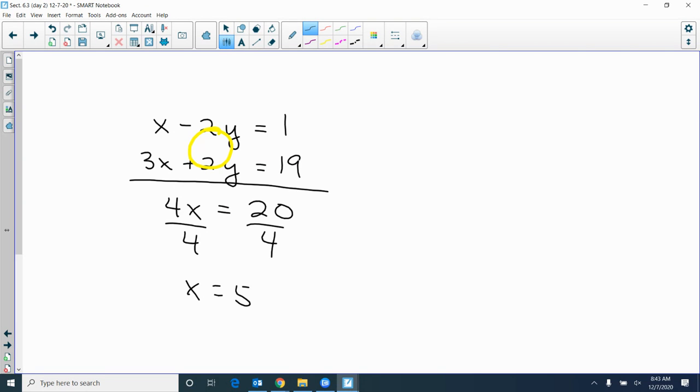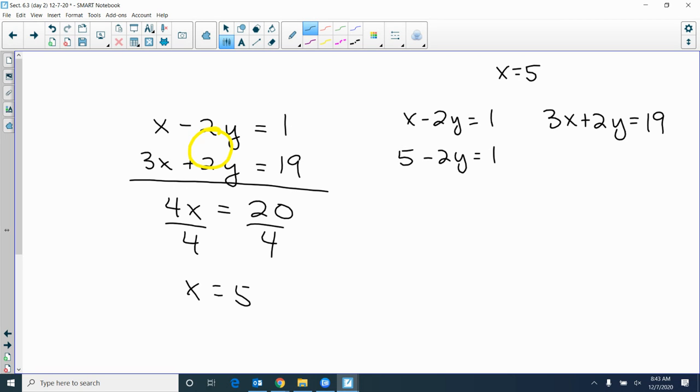Now, a few of you just stop there. You're not done until you get the ordered pair that works for both of them. So now you take either equation, x minus 2y equals 1, or 3x plus 2y equals 19. I don't need you to do both of them. You just need to do one, but they have to give me the same answer. So I take the x out, I put in a 5. I subtract 5 to solve for y, and I get negative 2y equals negative 4. Divide by negative 2, I get y equals 2.